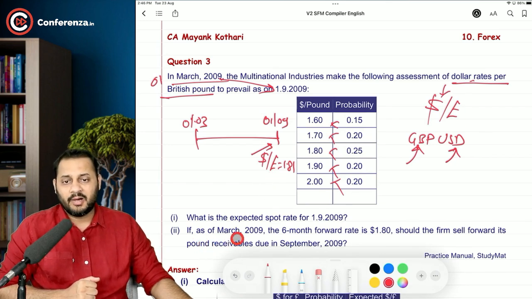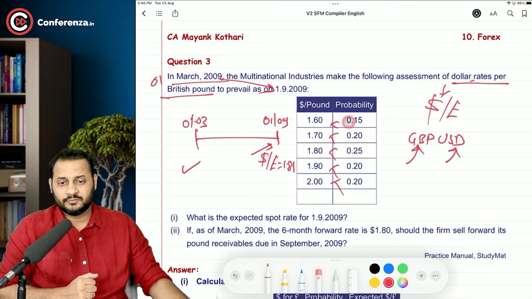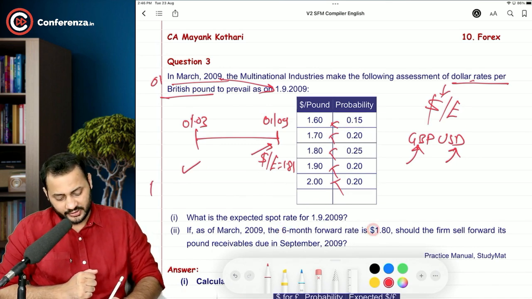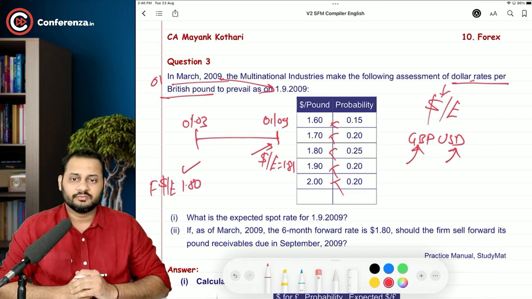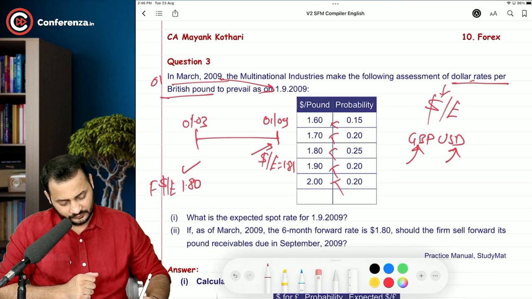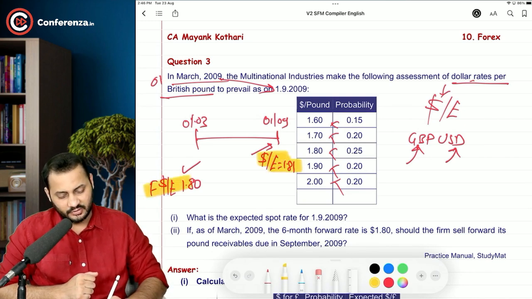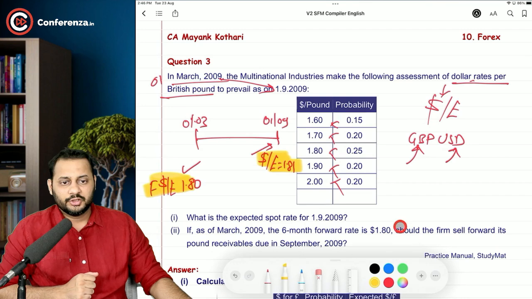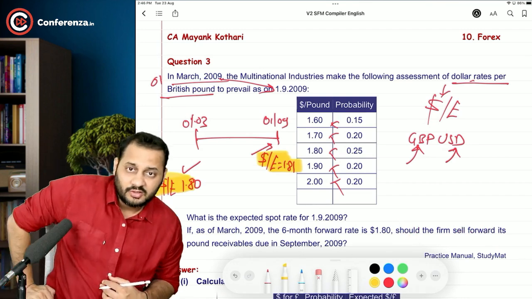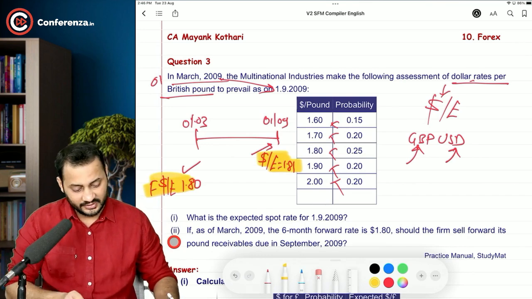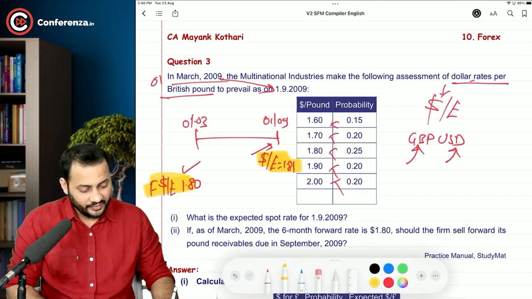If as of March, meaning today, the 6 month forward rate is 1.80. Today, the forward rate of dollar per pound is 1.80. So there are two things, the expected value and the forward rate. Should the firm sell forward its pound receivable? Try to understand what they are saying. The question is, should we enter into a sale transaction?